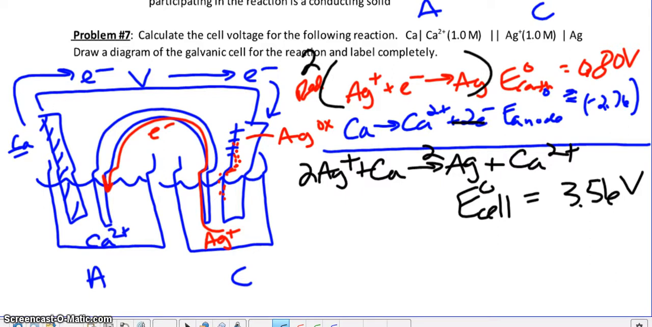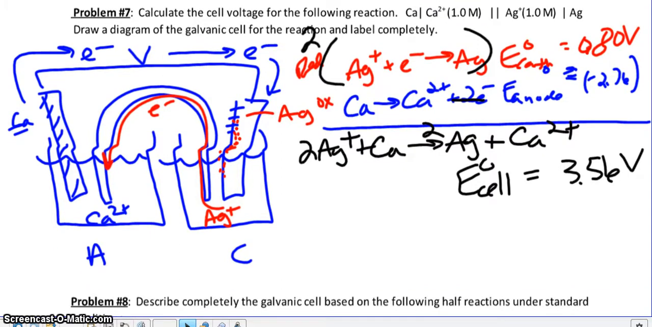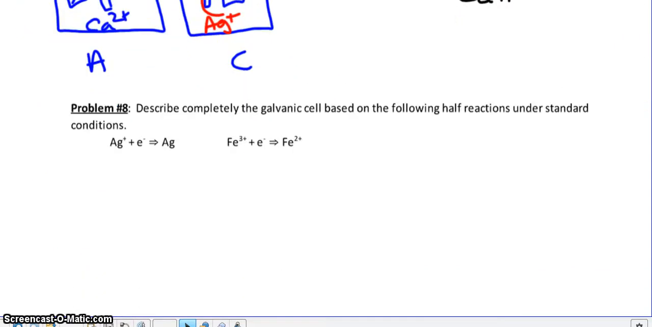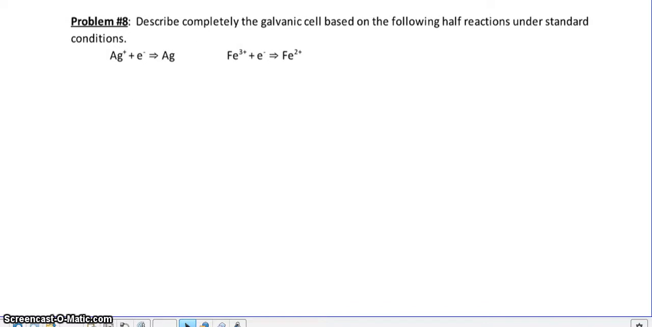Now the next one is what I was referring to earlier, where you do not have a solid at one of the electrodes. So we need to do the same thing here, describe completely the galvanic cell based on the following half reactions. So obviously the first thing I need to do is decide which one is being oxidized and which one is being reduced. So if you look up these numbers on the chart, why don't you do that right now?